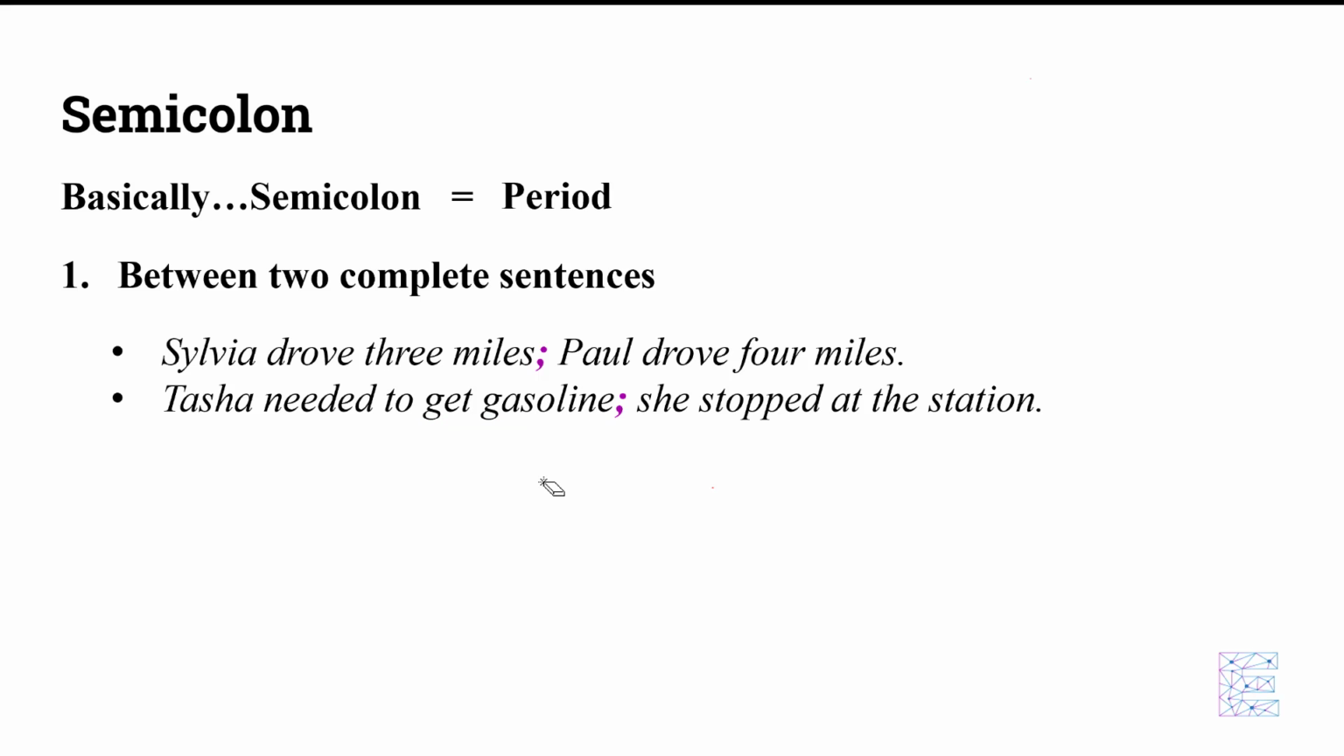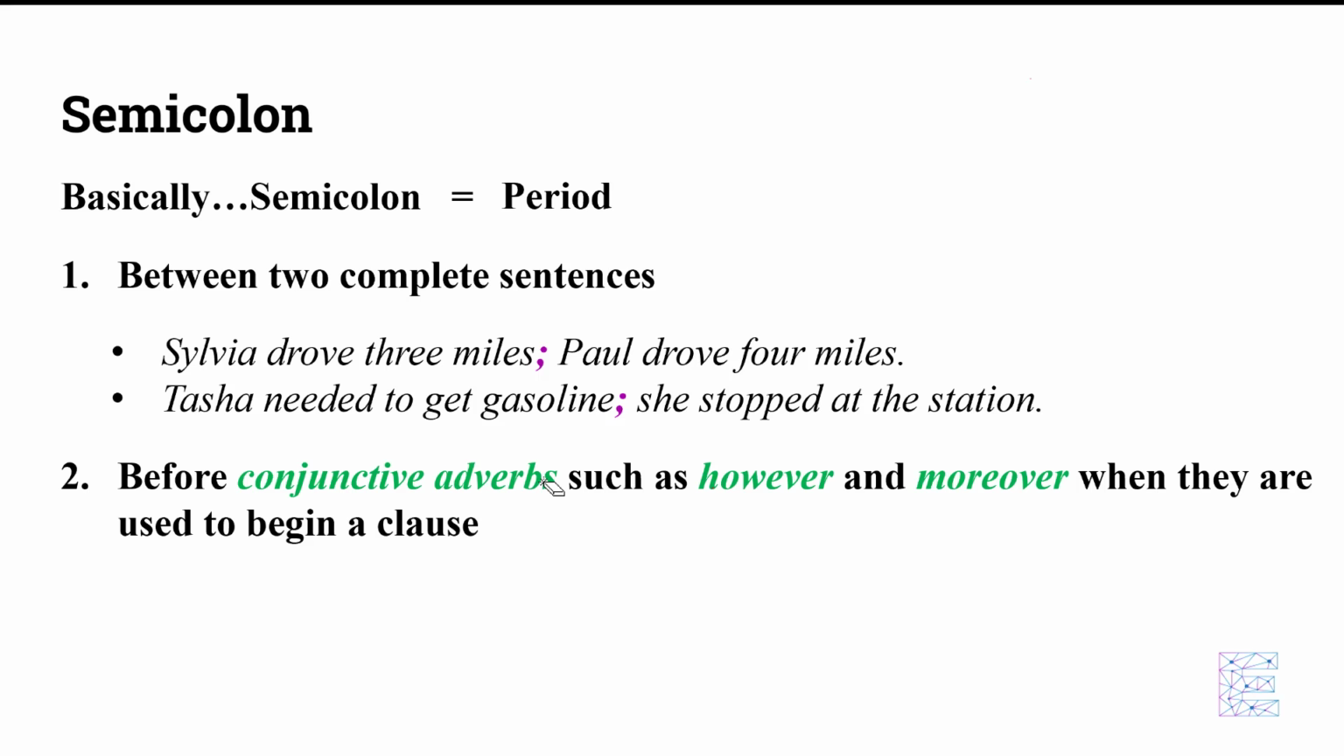Now that brings us to the second use of a semicolon, and that's between conjunctive adverbs. Conjunctive adverbs are words like however and moreover and so on and so forth. And again, remember, the objective for this course is not to learn these fancy definitions. Just know what the conjunctive adverbs are and what they look like in use. So let's just look at a couple of examples here.